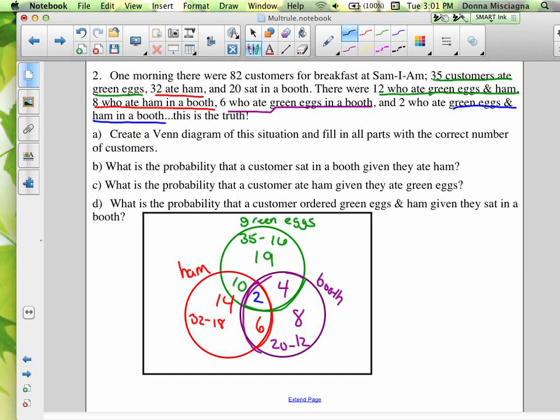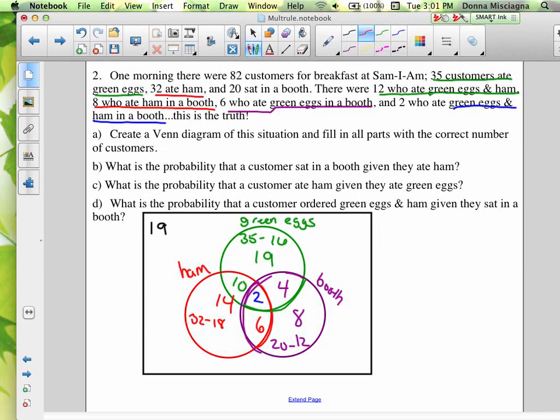Well, those people go out here. They were at Sam I Am's for breakfast, but they did not sit in a booth, they did not eat green eggs, and they did not eat ham. Maybe they had pancakes and fruit at a table, right? They were not part of the green eggs and ham sitting in booth group, right? So those were the rest of the people. Now we've got everybody accounted for, and now we can find the 3 probabilities here.